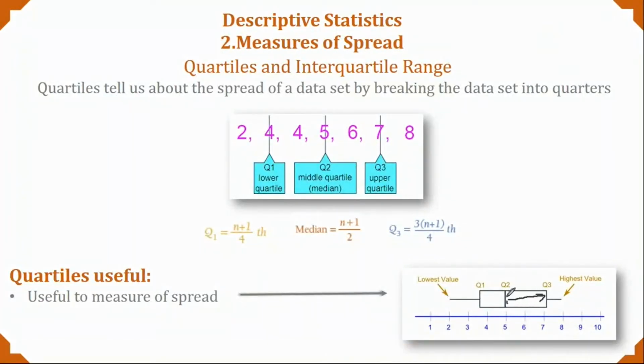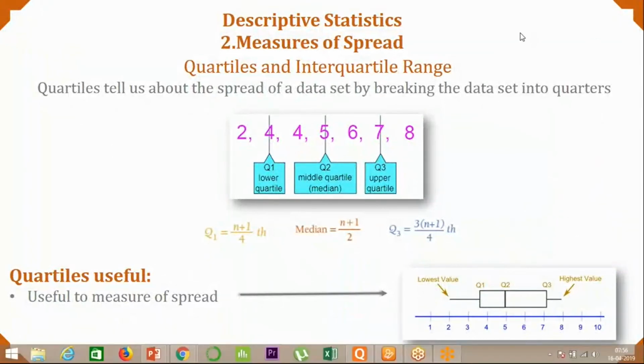So if there is so much of data in this quartile, it is skewed to left or skewed to right. We'll get into that one also.